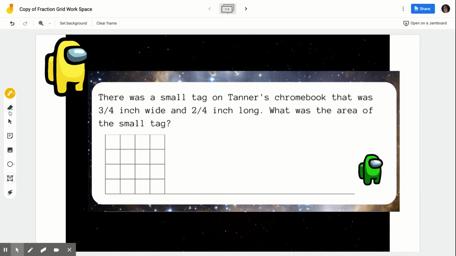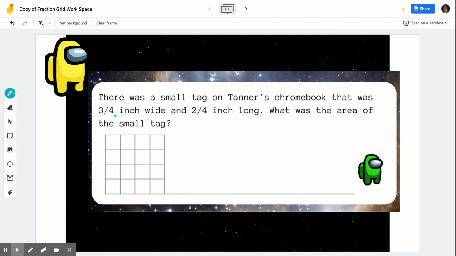So let's start by first counting rows and columns. So we have 1, 2, 3, 4 rows, and 1, 2, 3, 4 columns. Okay, so now I'm going to assign my fractions a color here. So I see three. There was a small tag on Tanner's Chromebook that was 3/4 of an inch wide and 2/4 of an inch long.